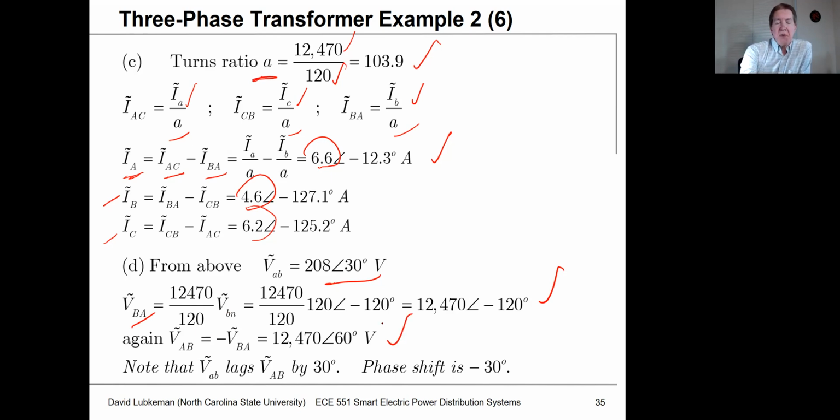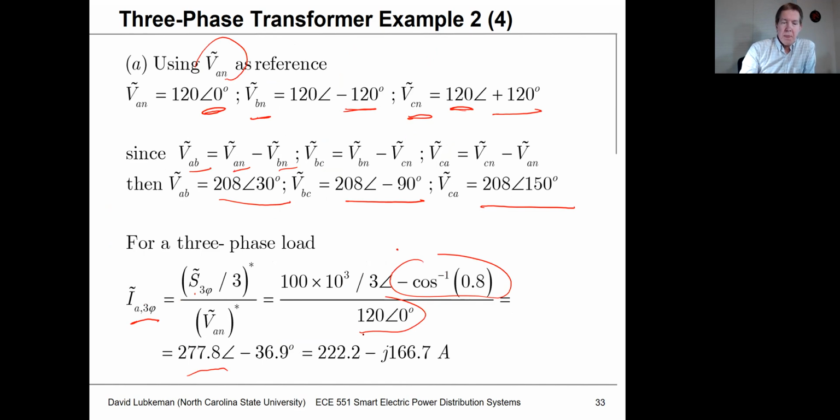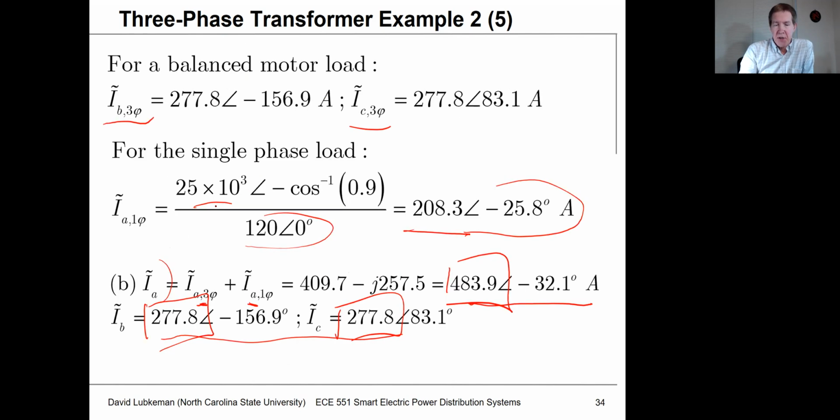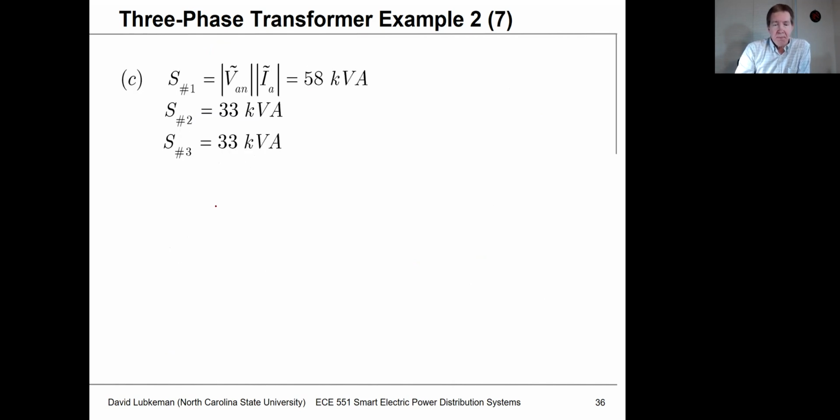One thing I want you to note in this case is that if you relate VAB on the high side to VAB on the secondary side, we're seeing a 30-degree phase shift. And this is what we get when we have different connection types on the primary and the secondary side of the transformer. So we're seeing a 30-degree phase shift in this particular case, which is what we would expect to see.